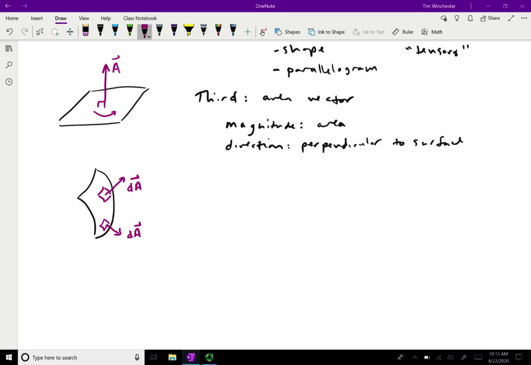That's nice because we don't have to worry about the shape. Even if those were some sort of weird piece, because I can't cut nice squares out of a curved surface, that's okay, because all I care about is the magnitude of the little piece of the area and the direction.